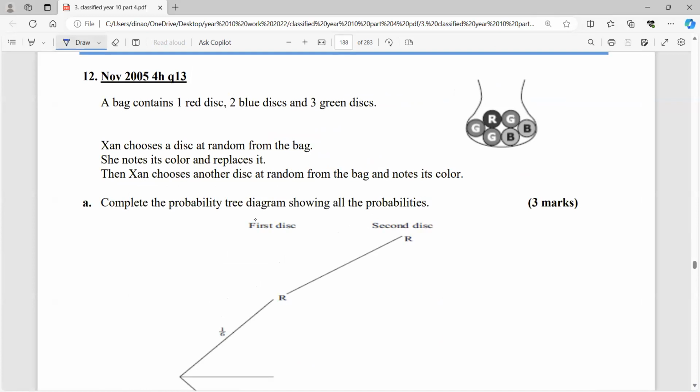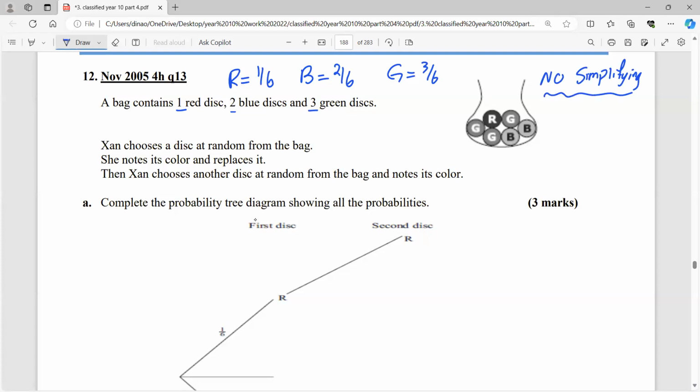What do we lose? Here I have red, blue and green, and please use the same order as the question. Of course, you need to find the total: 3 plus 2 is 5, 5 plus 1 is 6. So the red is 1 over 6, the blue is 2 over 6, and the green is 3 over 6. Right? Yes. And as we agreed, no simplifying. Don't simplify. You will understand why I insist on no simplifying when we move on to the second video, the without replacement question.